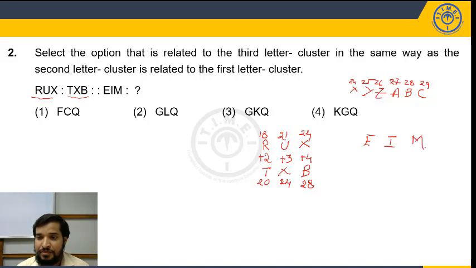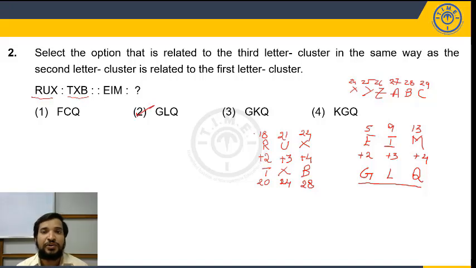By applying the same logic, for the third letter cluster EIM, the place values are E is 5, I is 9, M is 13. Similarly, we get plus 2, plus 3, plus 4. That is E plus 2 is 7, that is G; 9 plus 3 is 12, 12 is L; and 13 plus 4 is 17, 17 is Q. So the fourth cluster is GLQ, that is in choice 2. Next, we see the next question.